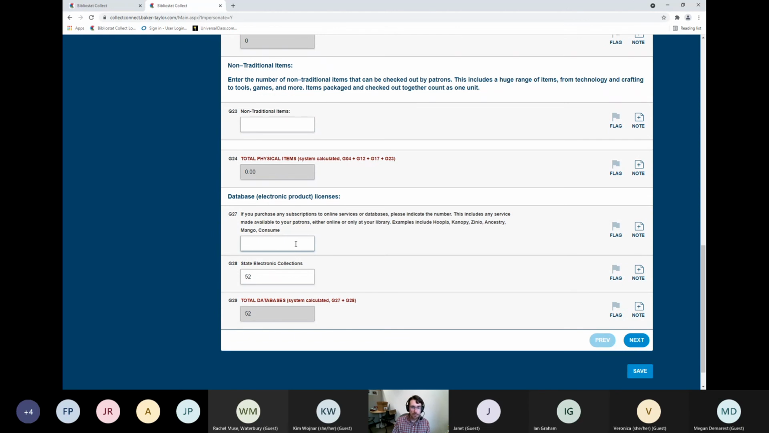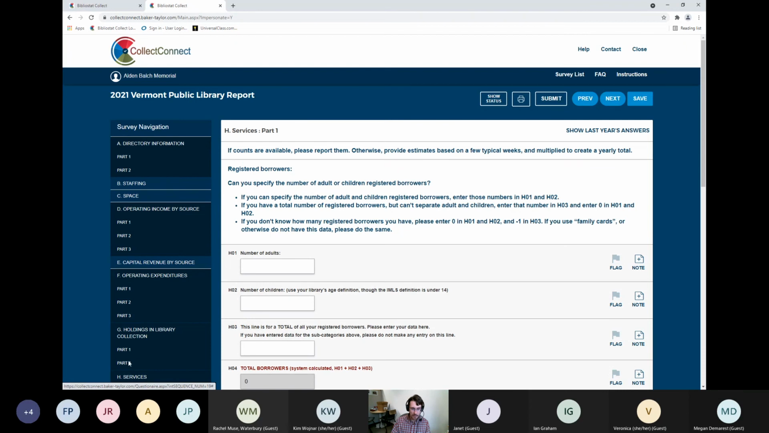Okay, next, databases. First off, state electronic collections. These are the ones that are either Vermont Online Library or Learning Express or Universal Class. So this is already filled in for everybody. These are the ones that you get through us. But all the ones that you might purchase on your own for your library, we want to go in here, 1 per database. So if you do Hoopla, that's 1. If you do Canopy, that's 1. If you do Zinio, Ancestry, anything that your patrons are able to use that you pay for, we want to put that here. So that is basically that. Yeah, that was the end of holdings.